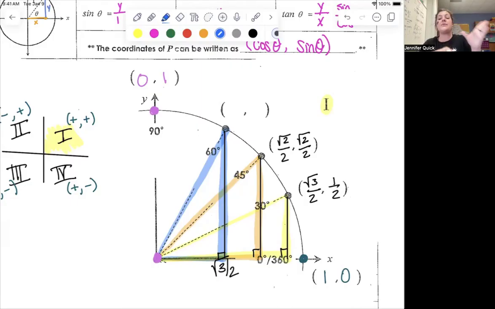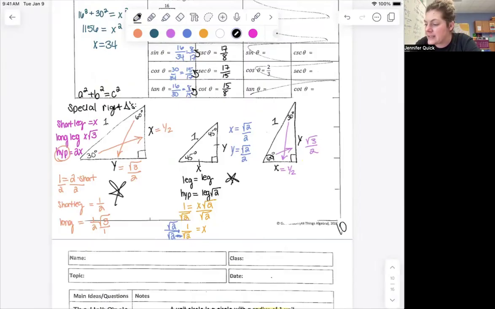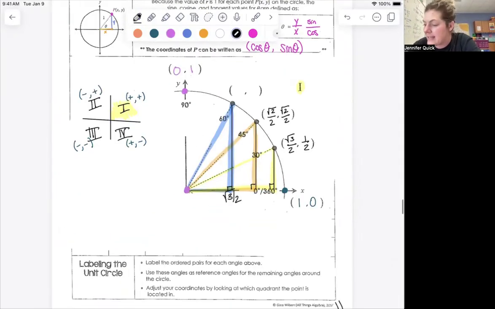So does everybody see that we placed these special right triangles within our unit circle? And in this case, from the other video, my 60-degree angle, this right here is 1/2. So I go over only 1/2, and that would be my x value. And then I go up the square root of 3 over 2. Okay. So that's your first quadrant.